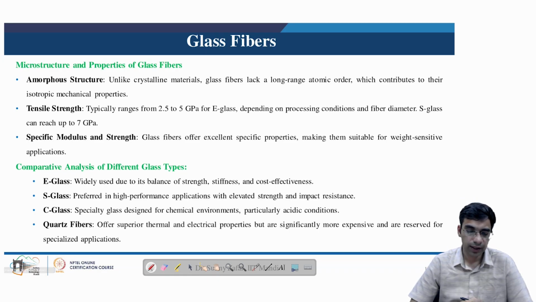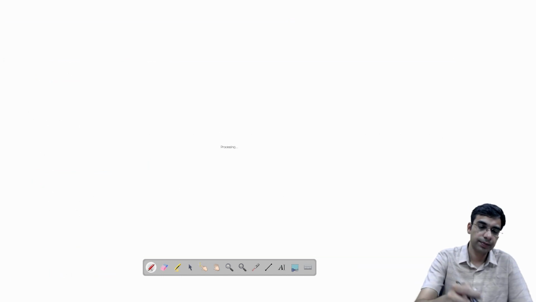The different glass fibers which are used have unique properties. E-glass fiber is widely used due to its balance of strength, stiffness and cost effectiveness. S-glass is preferred in high performance applications with elevated strength and impact resistance. C-glass is specifically designed for chemical environments, particularly in acidic conditions. Quartz fibers are also a type of glass fiber which offer superior thermal and electrical properties but are significantly more expensive and are reserved for specialized applications.